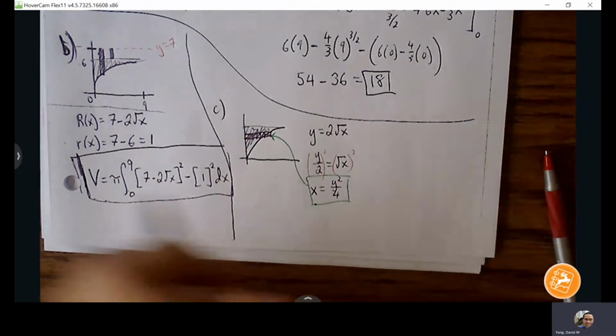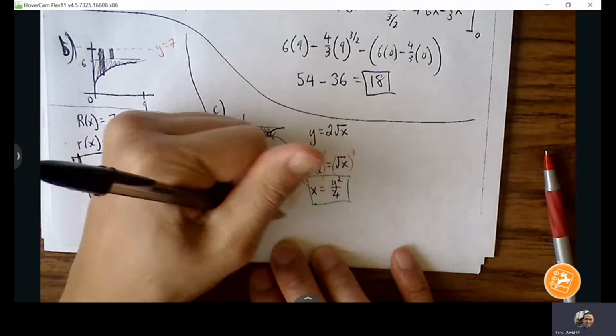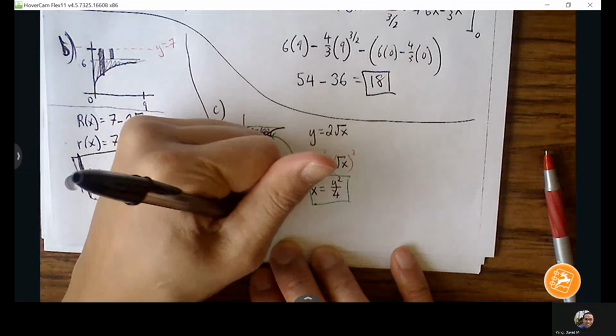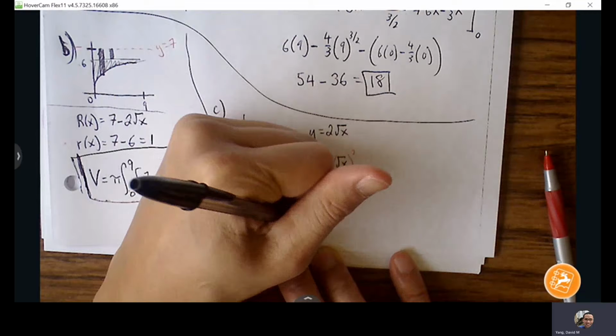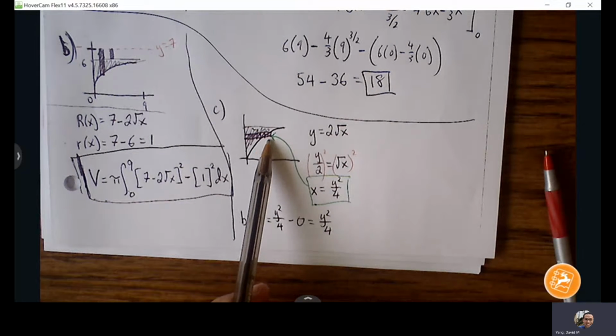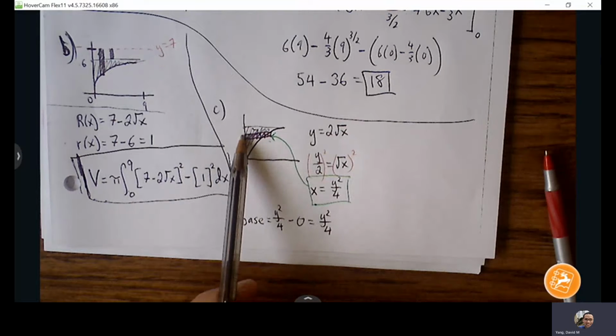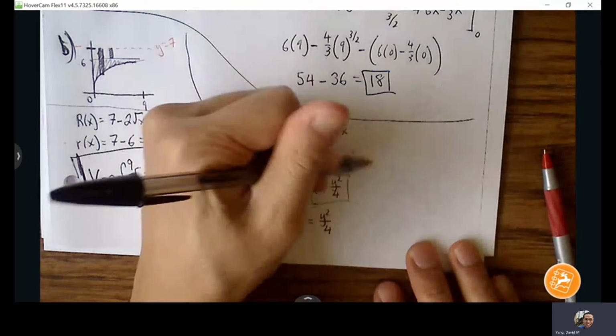Now we can build the base. Right minus left. Right endpoint is sitting on the y squared over 4. Left endpoint is sitting at the 0. So right minus left, y squared over 4 minus 0 is just y squared over 4.